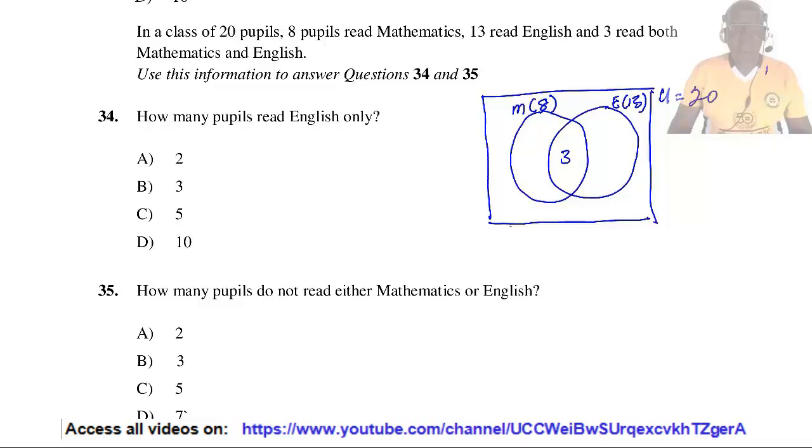Now, question 34. How many people read English only? It's going to be equal to 13 over here minus 3, which equals 10. So, the number of people who study English only equals 10.